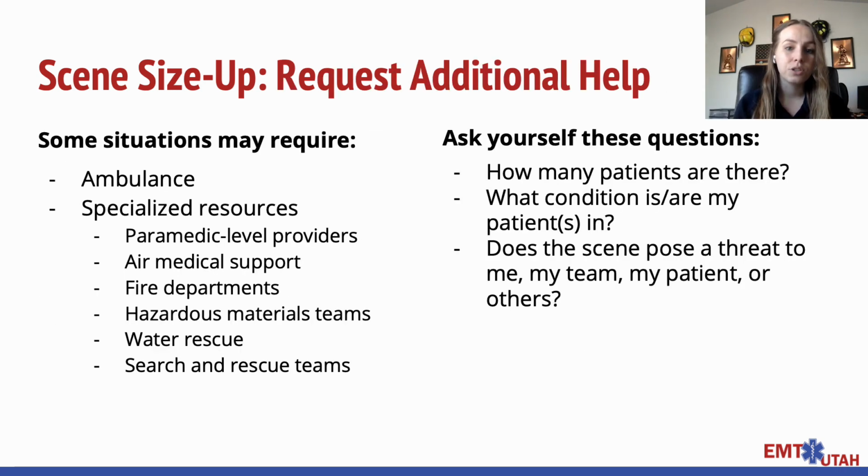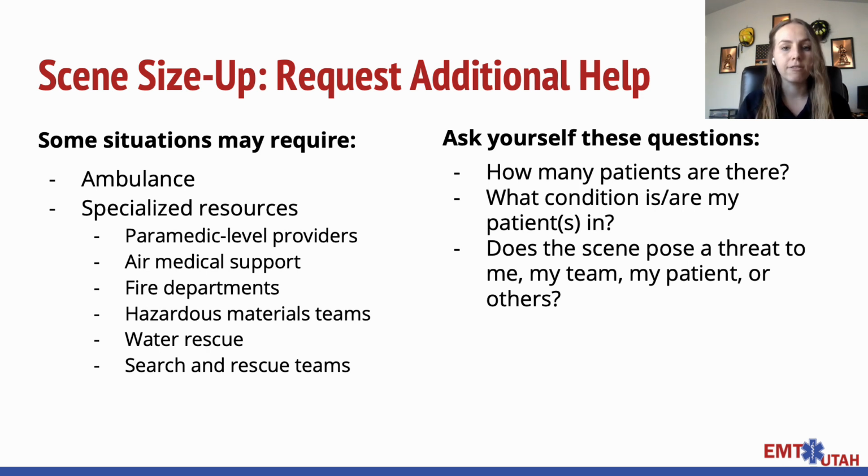Next, we need to determine whether or not we need additional help. So part of that is going to be based on the fact that we know how many patients we have. The other part of that is going to be what kind of a situation we have. So we may need a paramedic level provider for really bad situations. We may need air medical support if the transport's going to be too long for the type of patient that we have.